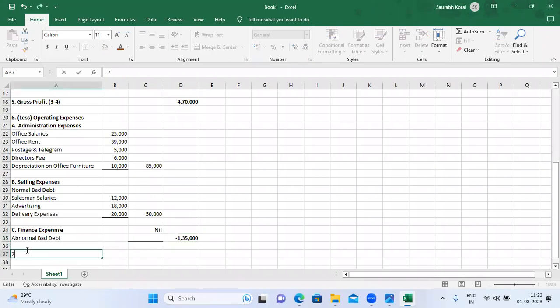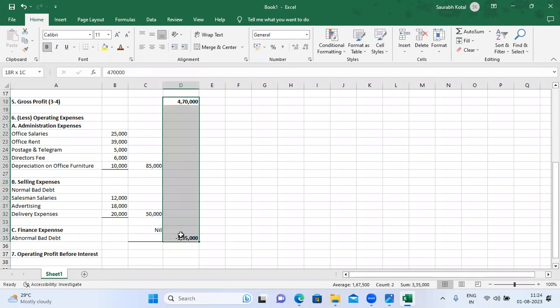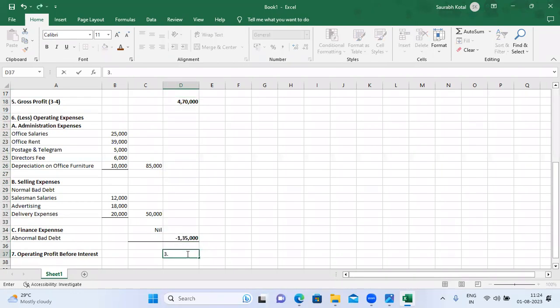We get point number 7, that is operating profit before interest. Do we have interest? Yes, we do have interest, by the way. Now, first of all, calculate operating profit before interest. While calculating operating profit before interest, you will get 3,35,000. This is the amount that you will get.